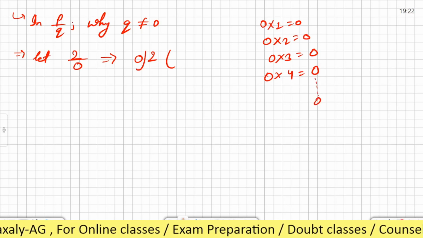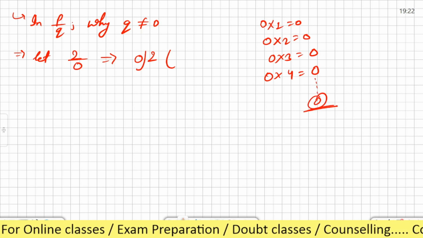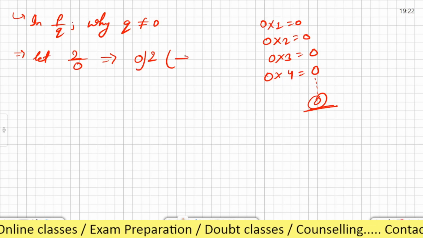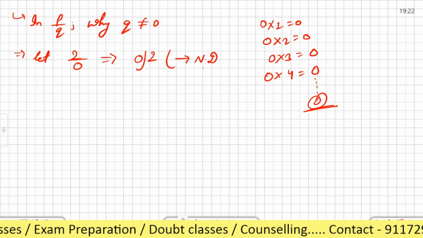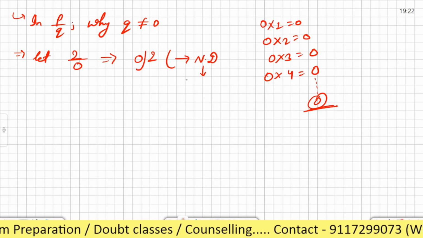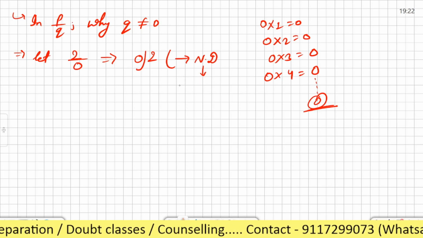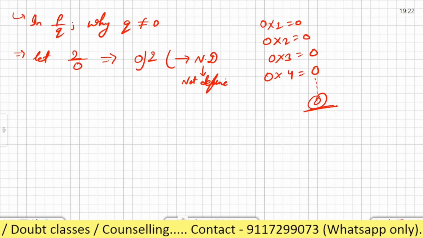Every time we will get the 0 only, right? We can't get any other number. It means we can't divide it, right? So here we will write not defined. What will we write? Can't define or not defined. Okay? Is it clear? Not defined.